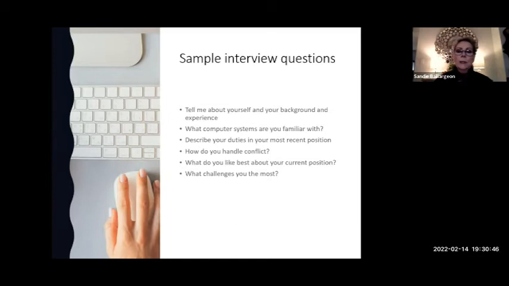What do you like best about your current position? I like that question because it helps them to look at their positive aspects. I don't want to hear somebody complaining about their previous employer. I think that sends some very negative signals to me. So what do you like best? Do you like answering the telephone? Do you like interacting with the patients and that kind of thing?